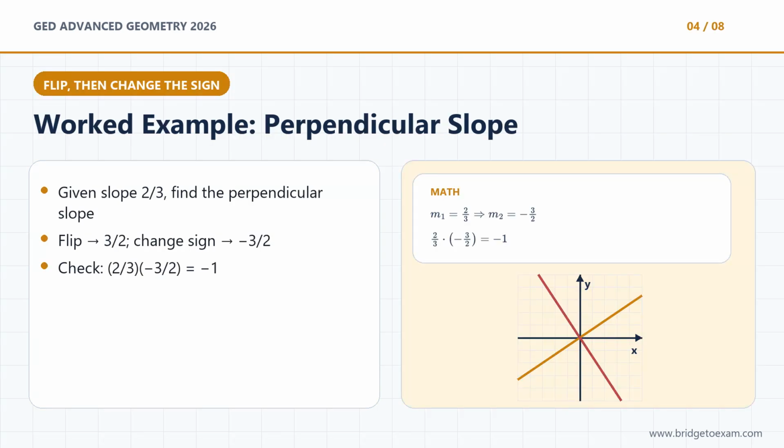Let's work one slowly. A line has slope 2/3, and we want the slope of a perpendicular line. Step 1, flip the fraction. 2/3 becomes 3/2. Step 2, change the sign. 3/2 becomes -3/2. So the perpendicular slope is -3/2. Let's check. 2/3 times -3/2 is -1. Perfect. The product is -1, so they are perpendicular.